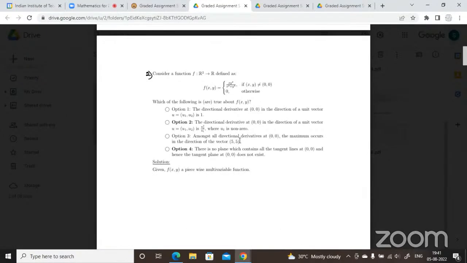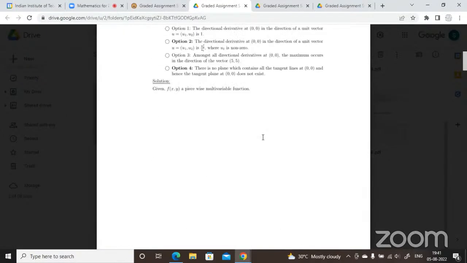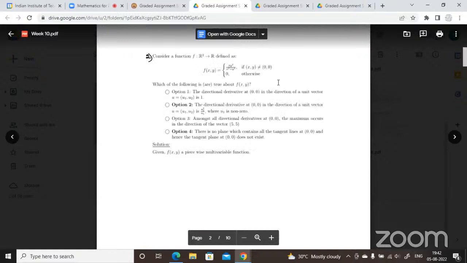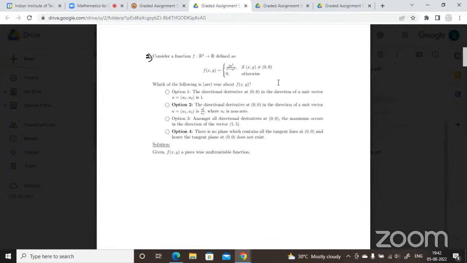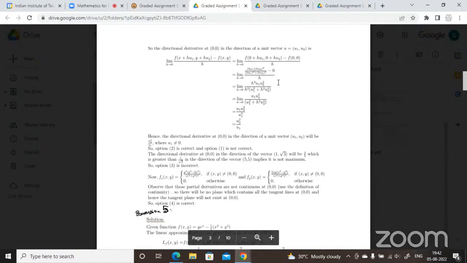And also the fourth option, if you could explain it a bit, it will be helpful. There's no plane which contains all the tangent lines at (0, 0), and hence the tangent plane does not exist. That option I too didn't understand. Option 4. So you just have to check the thing. If the partial derivatives don't exist, then the tangent plane will not exist, right? Okay, that's how we conclude that. Could you please repeat? If the partial derivatives don't exist, then the tangent plane also won't exist, right?